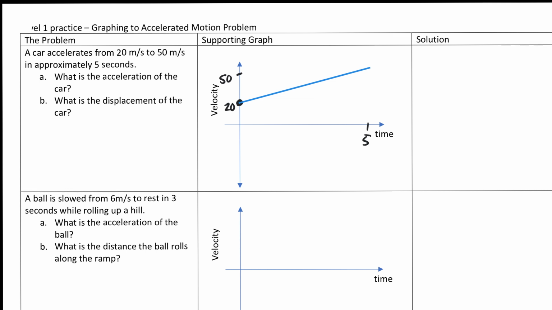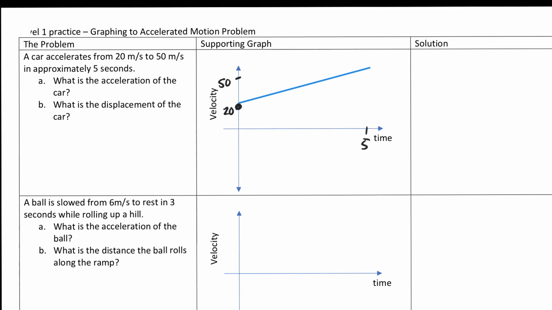This is all you're asked to do. A supporting graph and then answer some questions. What is the acceleration of the car? The slope of the line. Right? This is a velocity versus time graph. So looking at a velocity versus time graph, slope is acceleration. It's asking for the acceleration. So 50 minus 20 over 5 equals 6 meters per second squared.